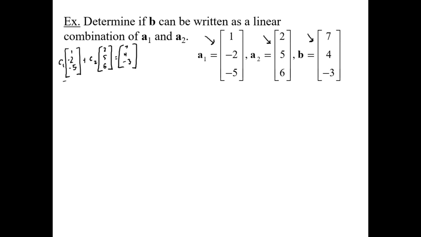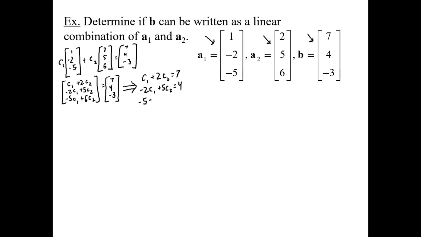Let's bring those C's inside. So this would be C1 plus 2C2, -2C1 plus 5C2, and -5C1 plus 6C2. And we want that to be equal to 7, 4, -3. All right. Now remember, if these two vectors are equal to each other, that means that the corresponding pieces have to be the same. C1 plus 2C2 equals 7. -2C1 plus 5C2 has to be equal to 4. And -5C1 plus 6C2 is equal to -3.